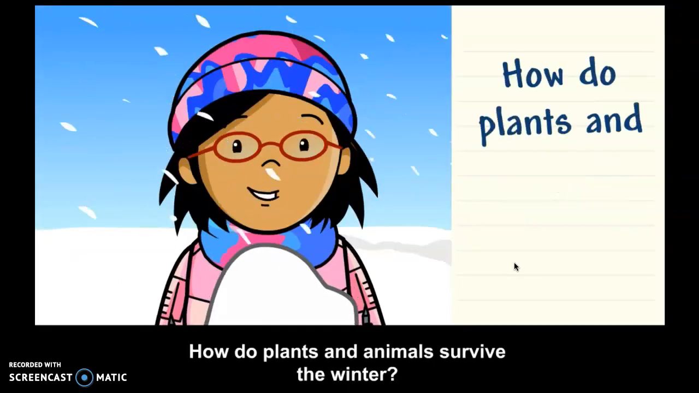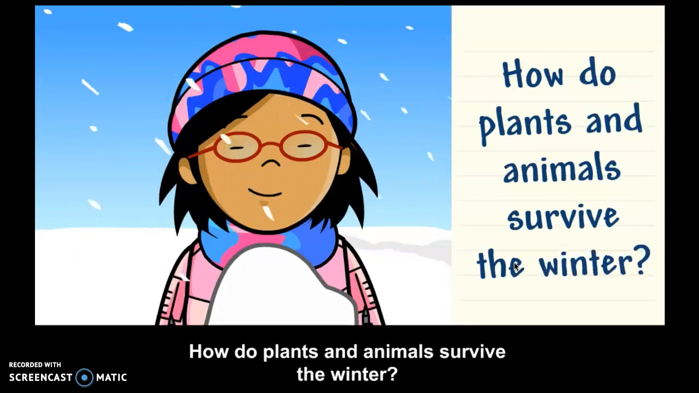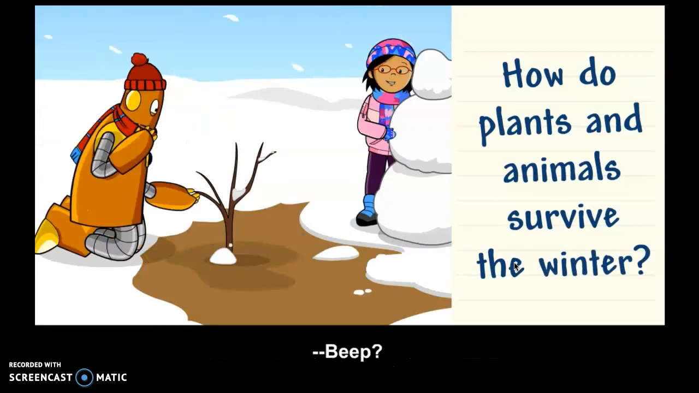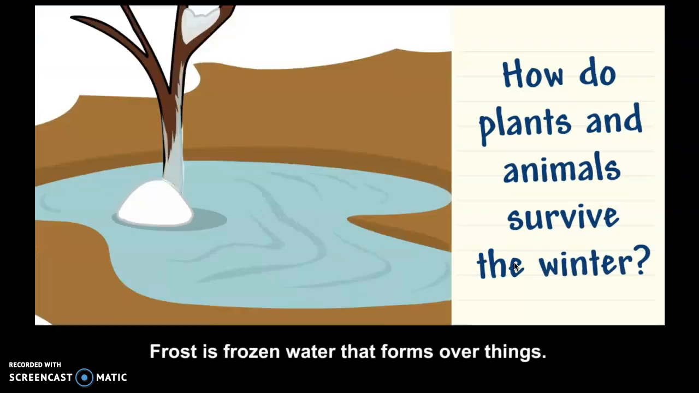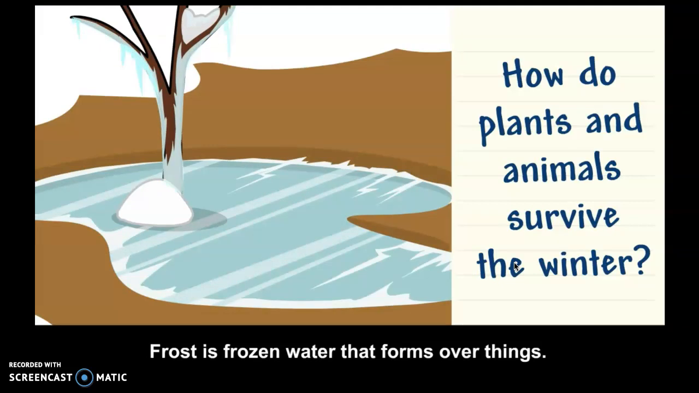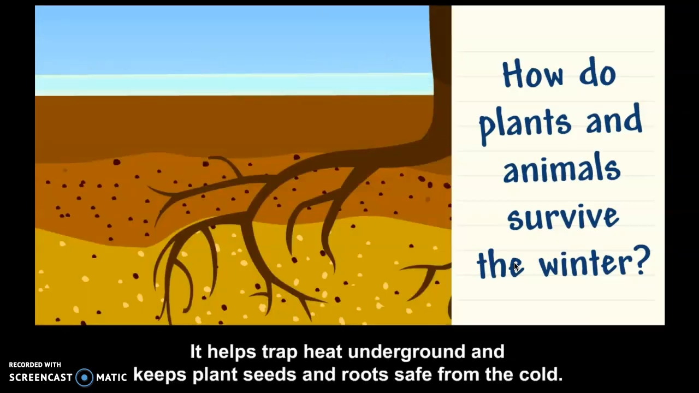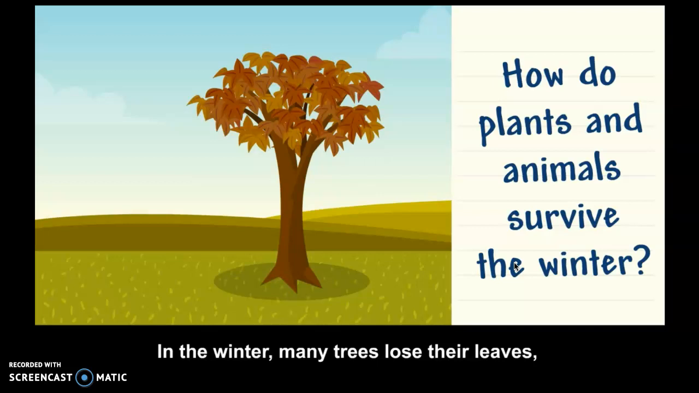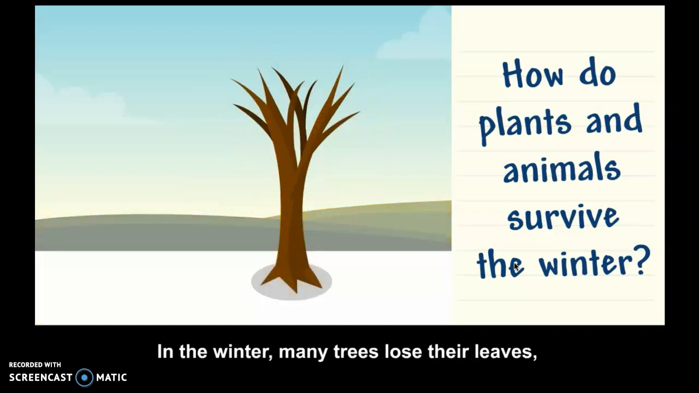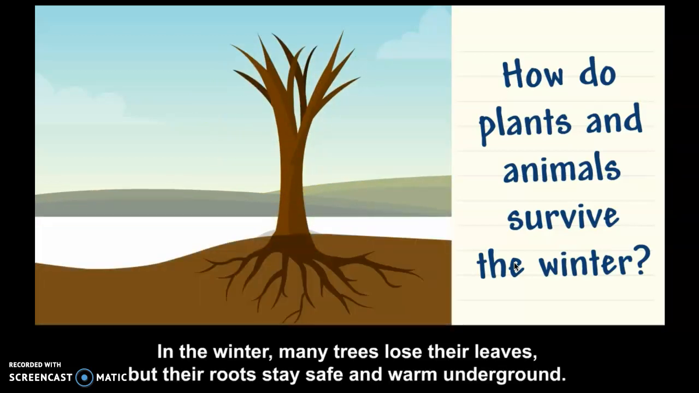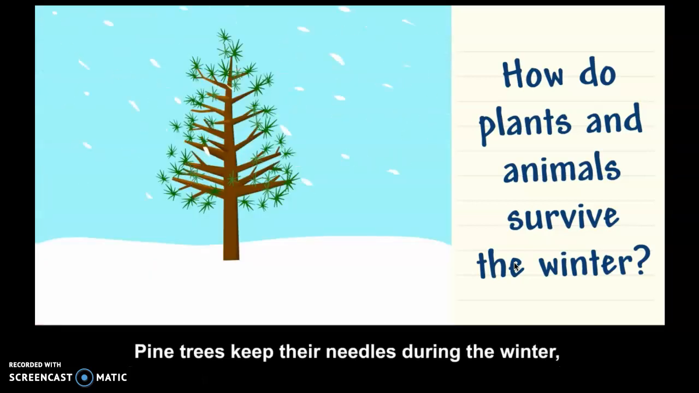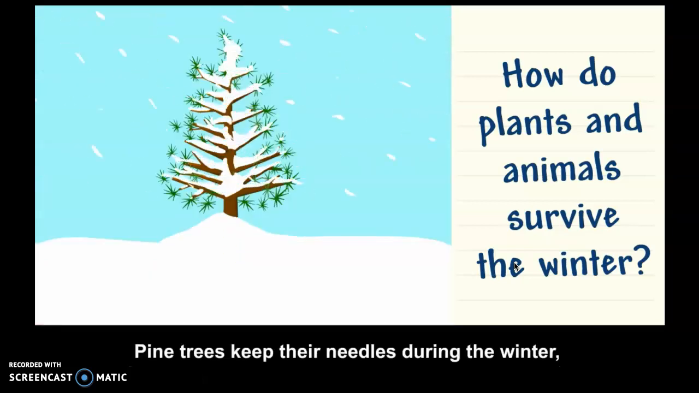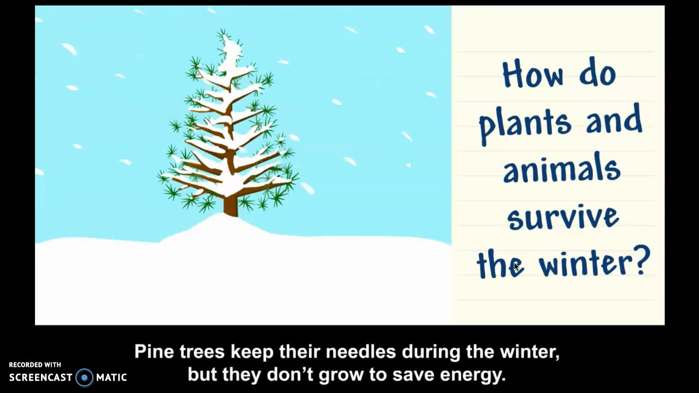How do plants and animals survive the winter? No, Moby, it's not dead. Frost is frozen water that forms over things. It helps trap heat underground and keeps plant seeds and roots safe from the cold. In the winter, many trees lose their leaves, but their roots stay safe and warm underground. Pine trees keep their needles during the winter, but they don't grow to save energy.